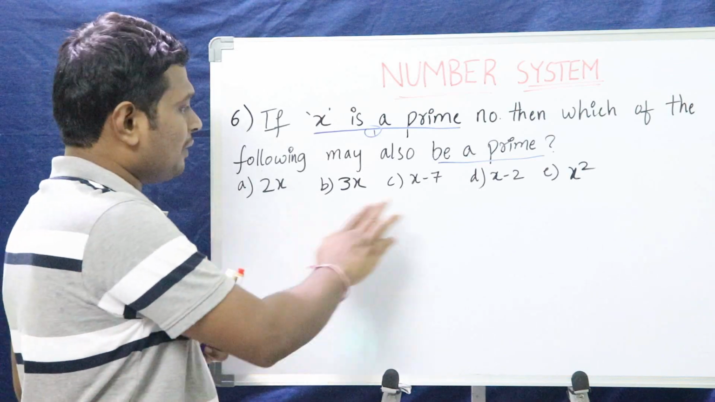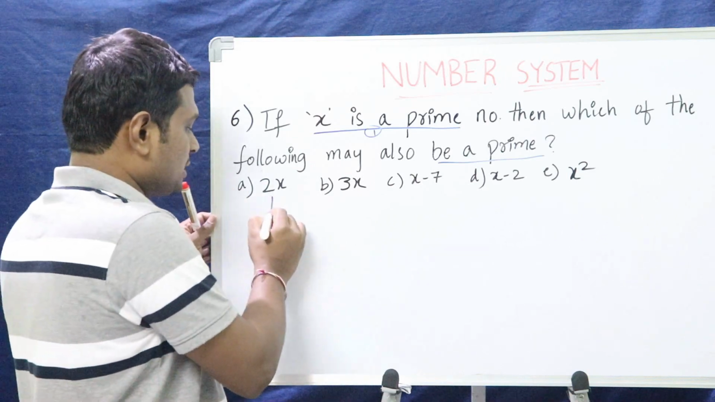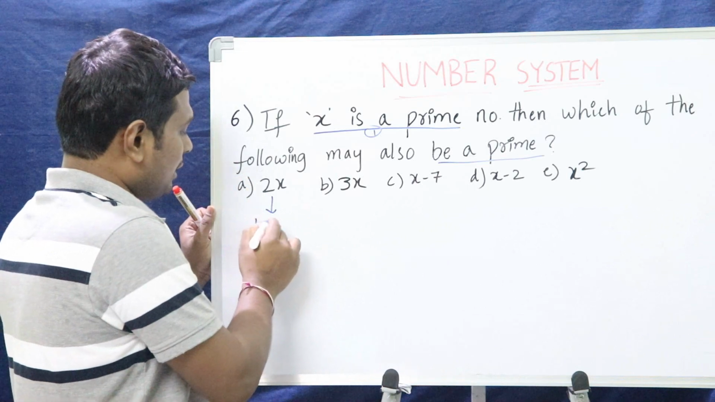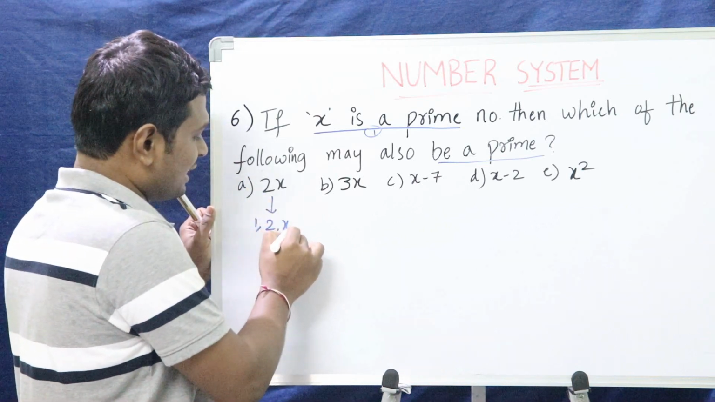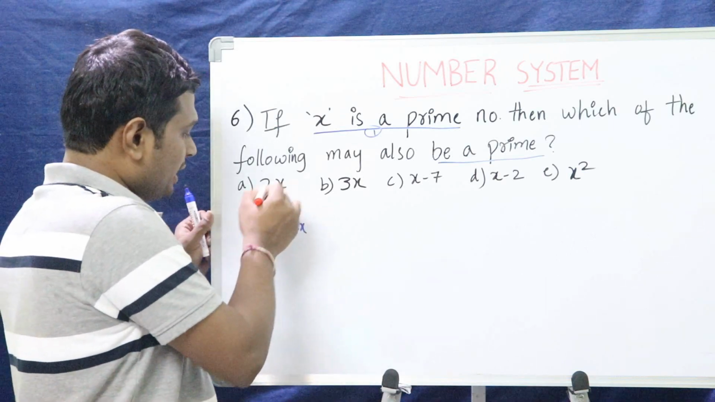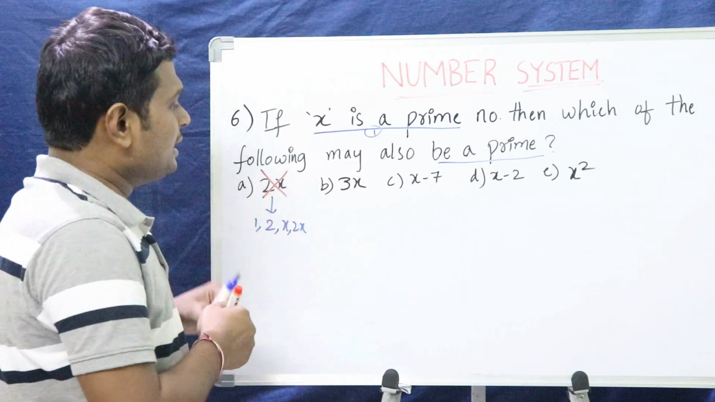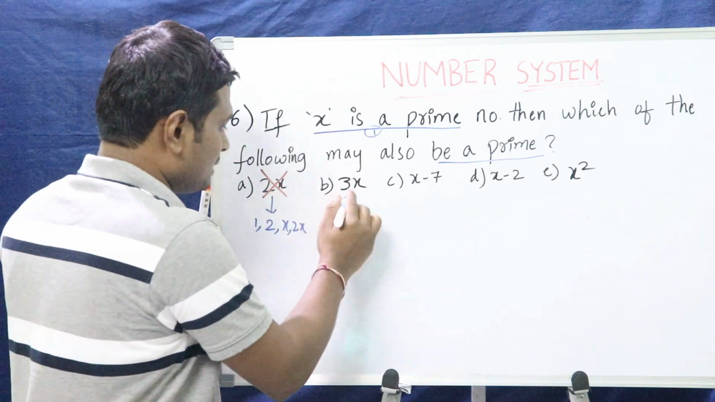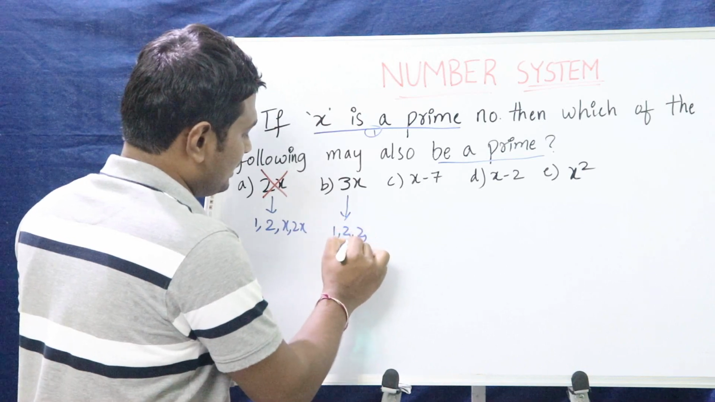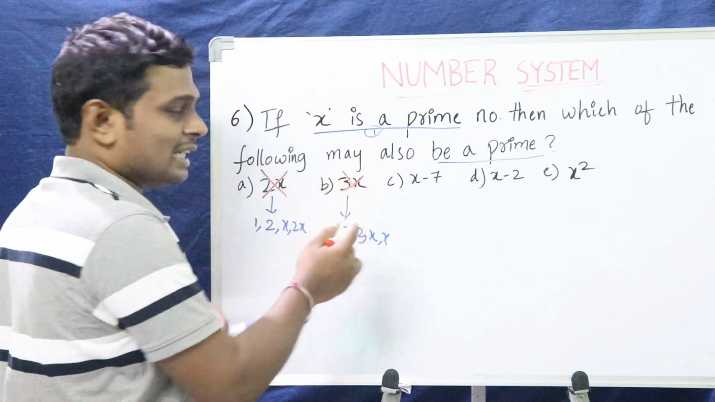Let's rule out the options one after the other. Coming to the first option, 2x. For the 2x, what would be the possible factors? 1 as well as 2 as well as x and 2x, right? So this 2x has more than 2 factors. We can eliminate this option. Similarly, coming to 3x, this also has more than 2 factors: 1, 3, 3x and x. So we can eliminate this as well.